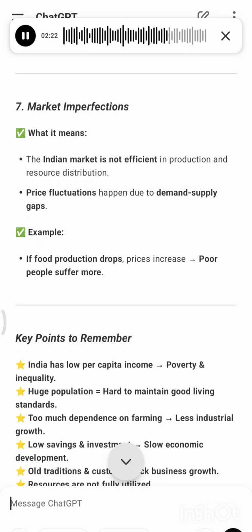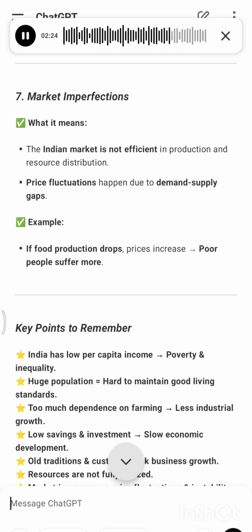Market imperfections. What it means, the Indian market is not efficient in production and resource distribution. Price fluctuations happen due to demand-supply gaps. Example, if food production drops, prices increase. Poor people suffer more.